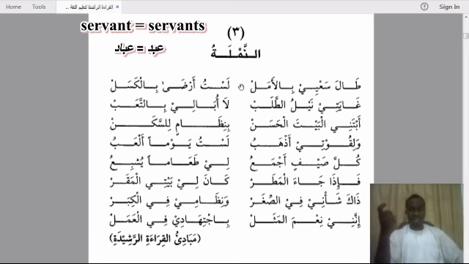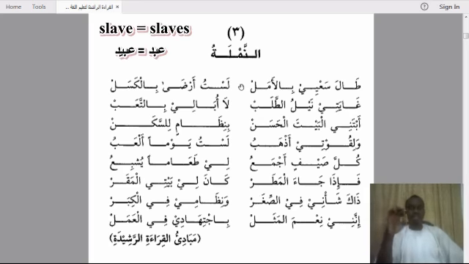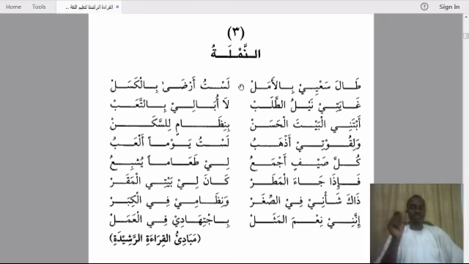Just like we have Abd, Ain, Ba, Dal, as we say Abdullah, Abdul Samad. Abd here is servant. Now if it's servant, the plural is Ibad. So you say وَعِبَادُ الرَّحْمَنِ, and the servants of Allah, ibad. Now when the same abd comes to mean a slave, the plural is abid, Ain Ba Ya Dal, abid. Let's note these words very well, very significant, they will be of need soon.